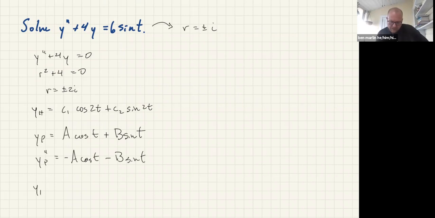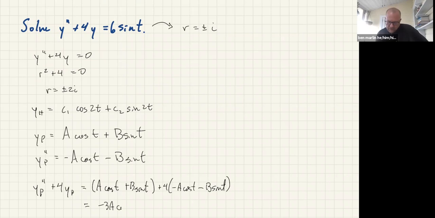And so y p double prime plus 4 y p is going to be equal to A cosine t plus B sine t plus 4 times minus A cosine t minus B sine t. That means we've really got minus 3A cosine t minus 3B sine t, and that needs to be equal to 6 sine t. Since there are no cosines on the right-hand side, A has to be 0. And B needs to be minus 2.